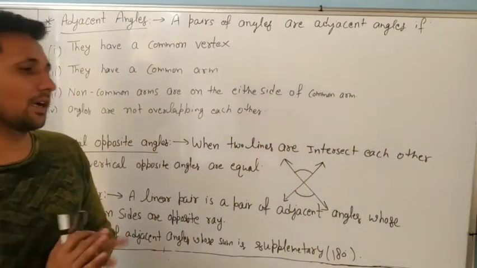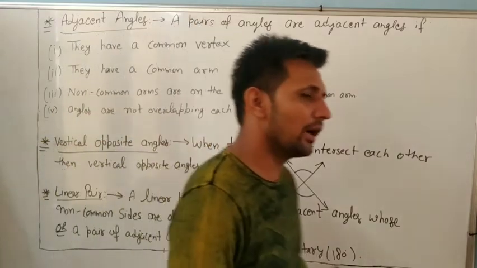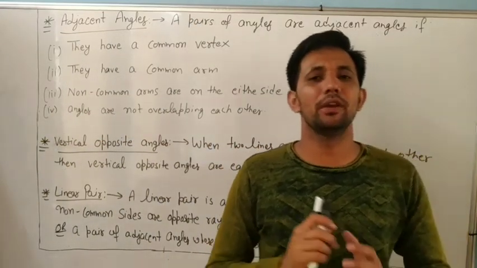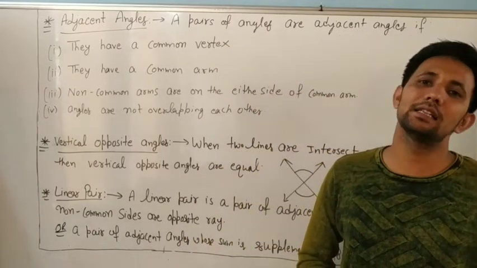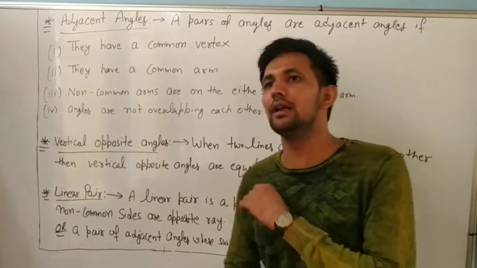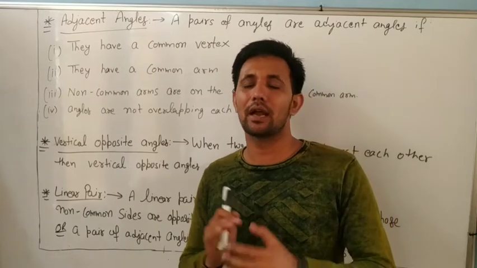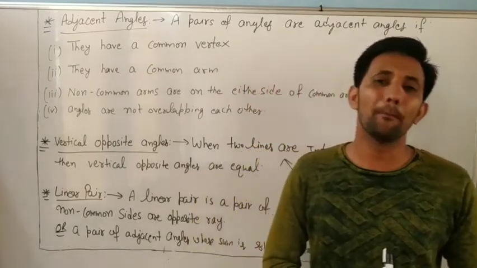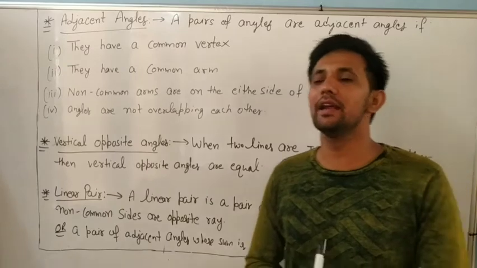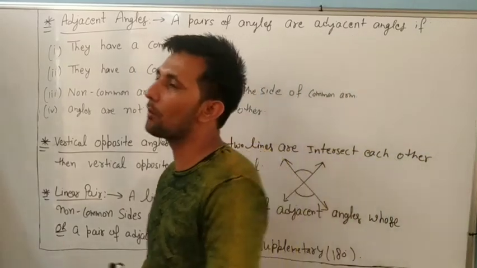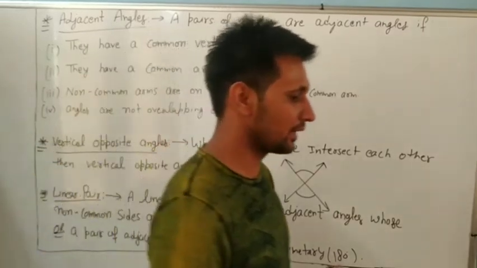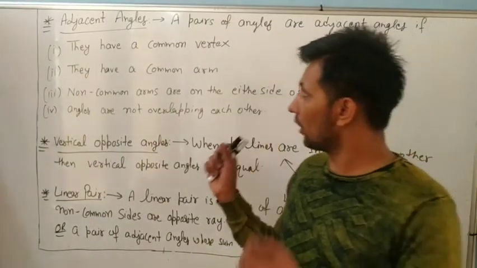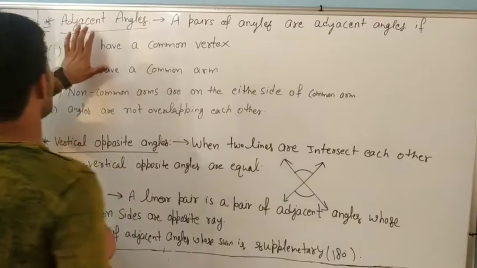In the last class, we discussed some different types of angles: acute angle, obtuse angle, right angle, complementary angles, and supplementary angles. Complementary angle and supplementary angle are very important. Now, in regard of this, we will start with adjacent angle.